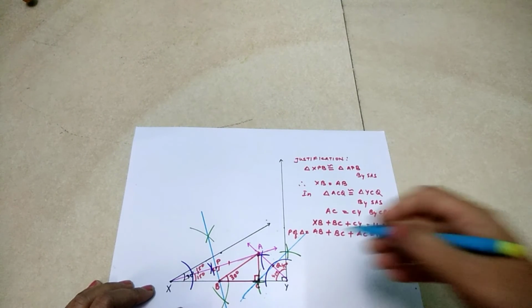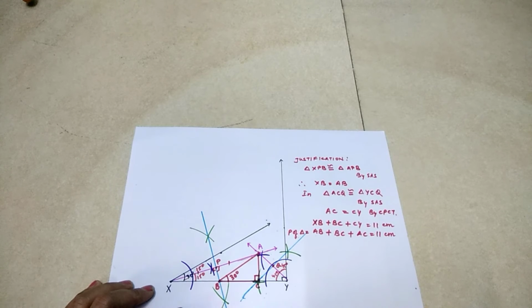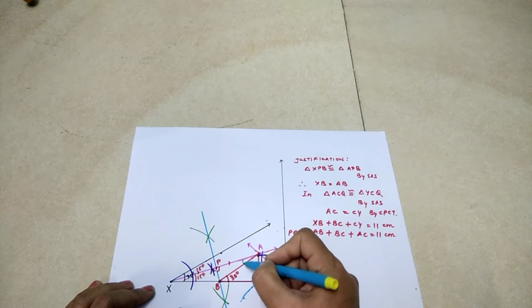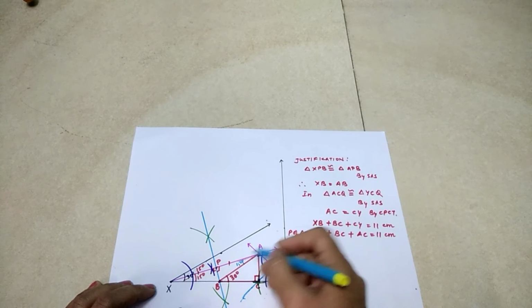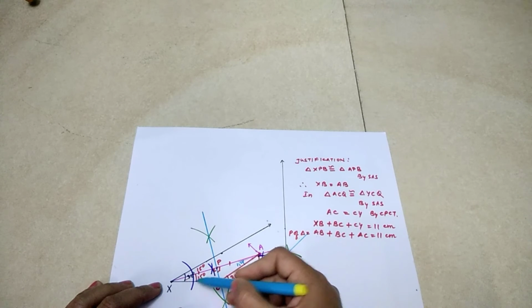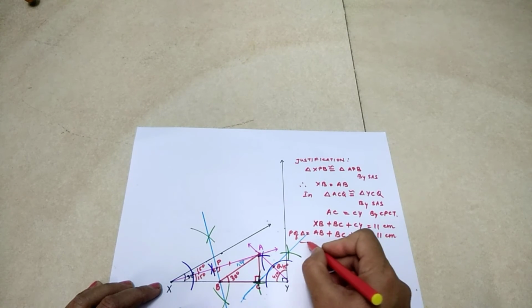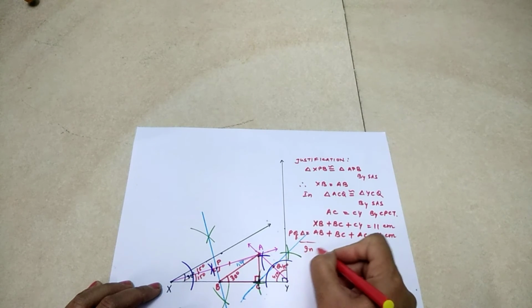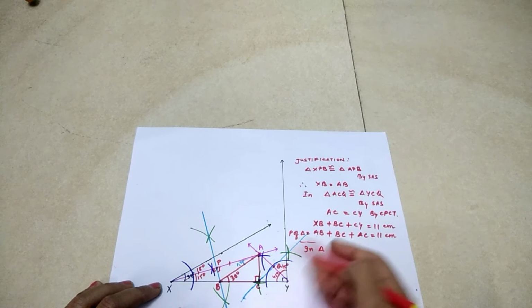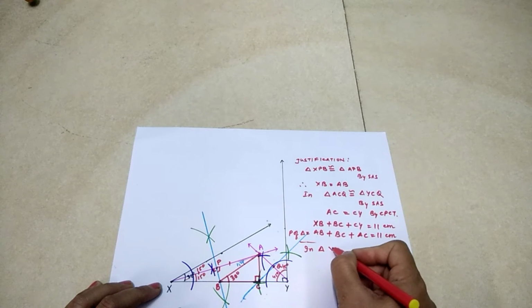Now let's see the justification for our construction. Triangle XPB is congruent to triangle APB by SAS congruence condition. Therefore, XB is equal to AB. Similarly, triangle ACQ is congruent to triangle YCQ by SAS congruence condition. Therefore, AC is equal to CY by CPCT.